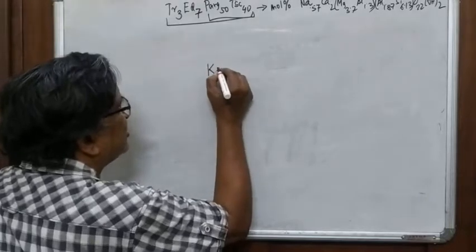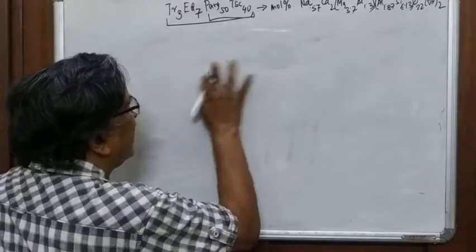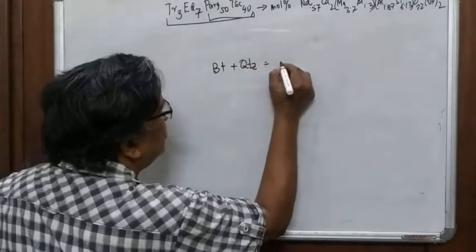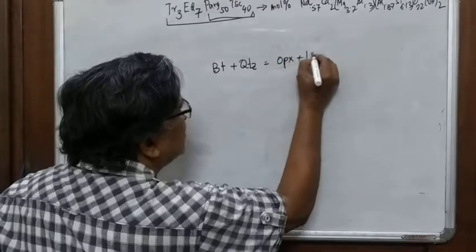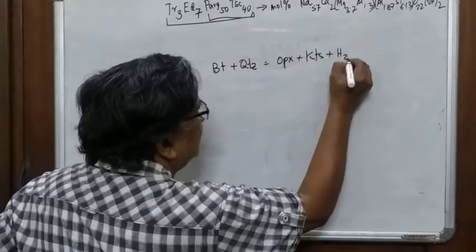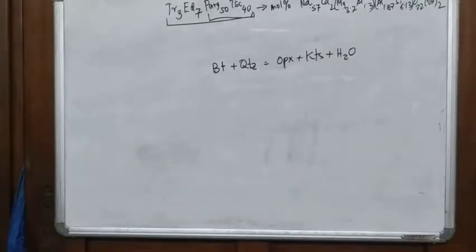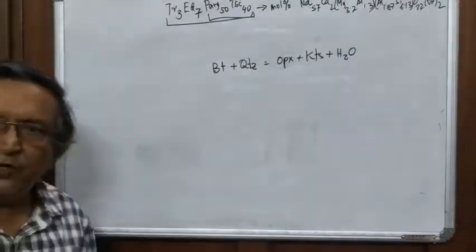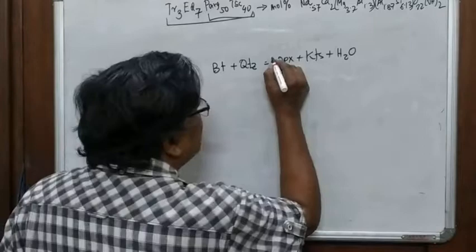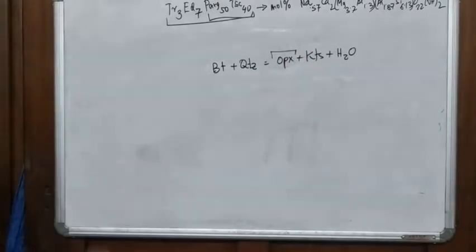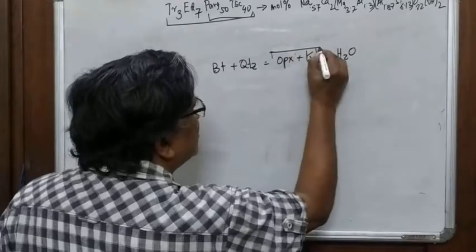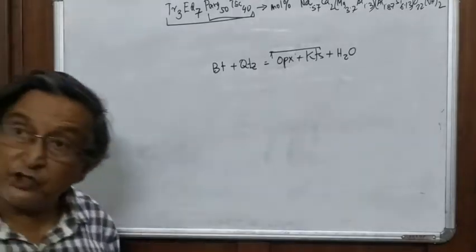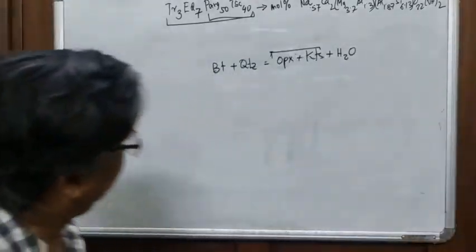There is a famous reaction. The reaction is biotite plus quartz is equal to orthopyroxene plus K-feldspar plus H2O. This is a very famous reaction that operates in quartzo-feldspathic rock, not mafic rock. This is taken as a typical granulite facies assemblage. Orthopyroxene K-feldspar is taken as typical. This is a metamorphic orthopyroxene, not a magmatic orthopyroxene, a metamorphic orthopyroxene.